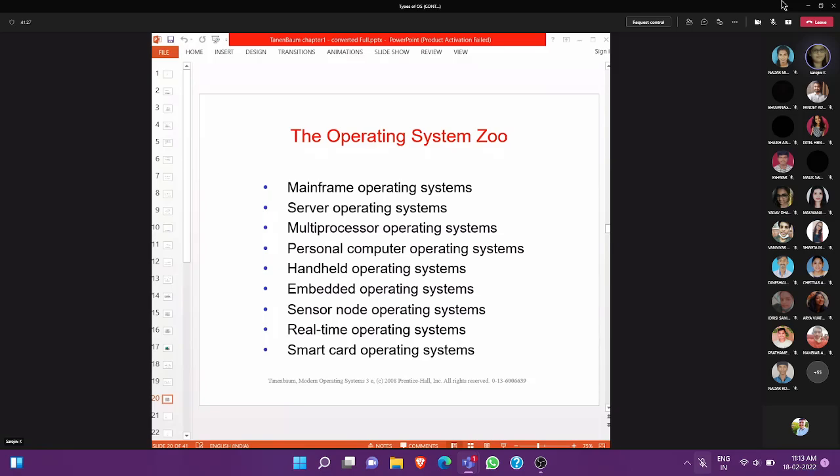Next comes real time operating systems. Ma'am, can you repeat the example of the sensor node operating system? Tiny means small, T-I-N-Y. TinyOS. When you write the name of the operating system, it is case sensitive. Tiny has a capital T, and OS, both letters are capital. TinyOS, you have to type without leaving a space. That is the name of the operating system which is used in sensor node systems.